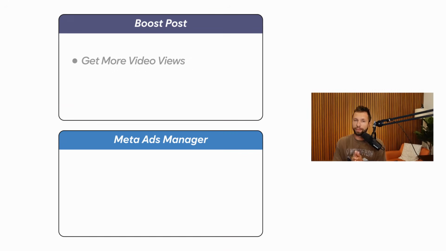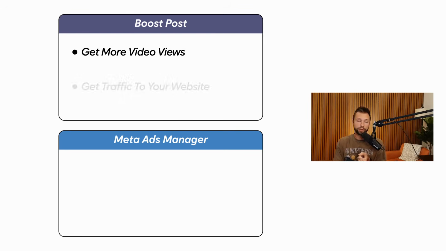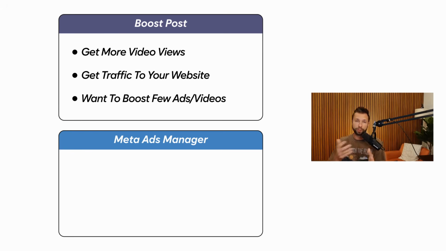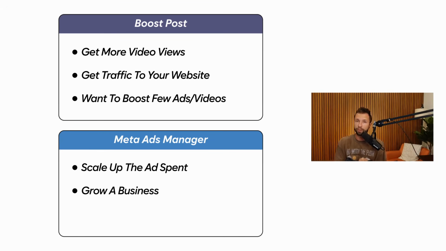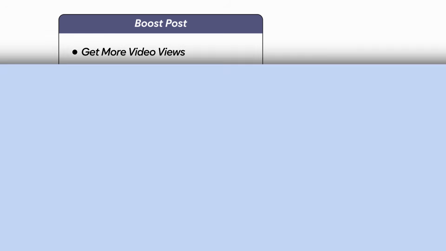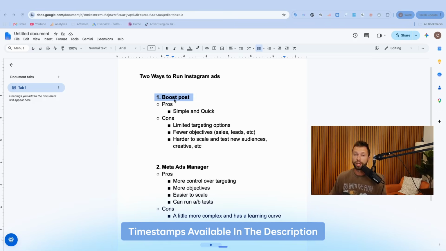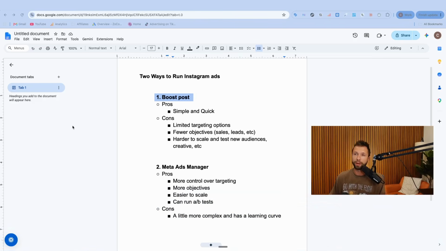So to sum this up, if you are just looking to get some more video views or to get some traffic to your website and you only want to boost maybe 1 or 2 ads or 1 or 2 videos on your Instagram profile, then I would just recommend boosting a post. If you're actually looking to scale up your ad spend and grow a business, I would recommend going with the Meta Ads Manager route. So let's start with the first one, which is the boosted post. And once again, if you wanted to skip through, you could do that by using the timestamps down below. But let's talk about how to boost a post.